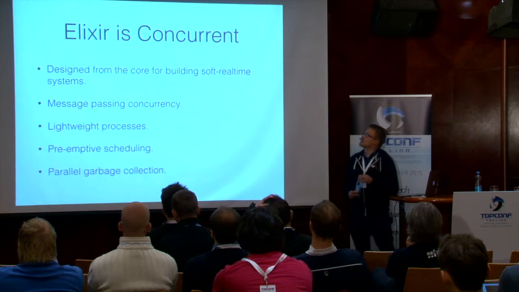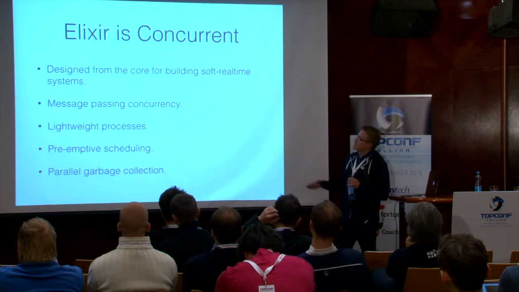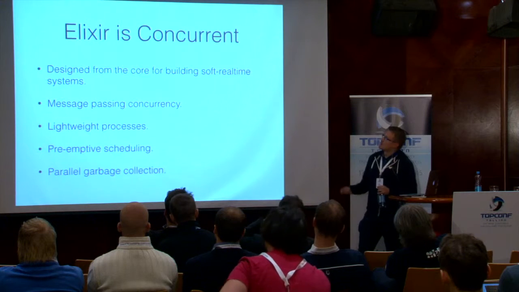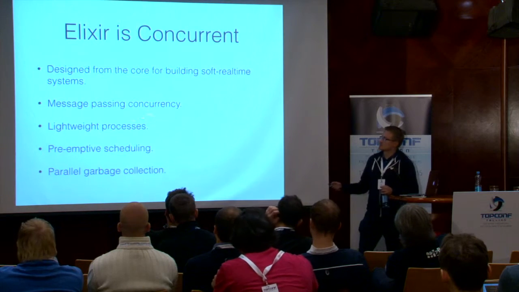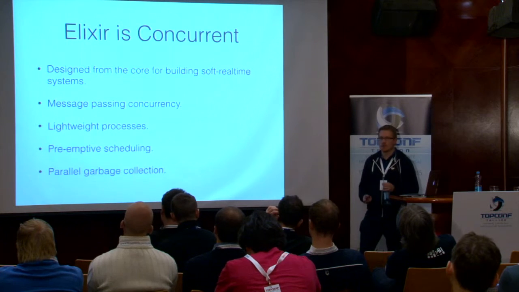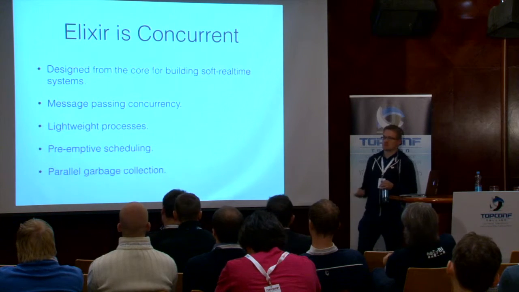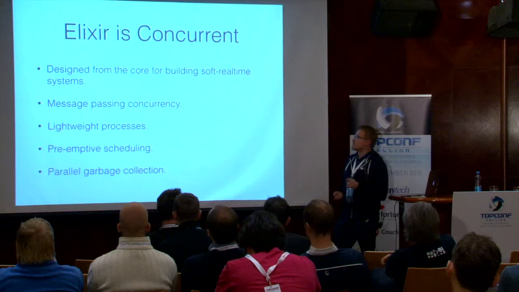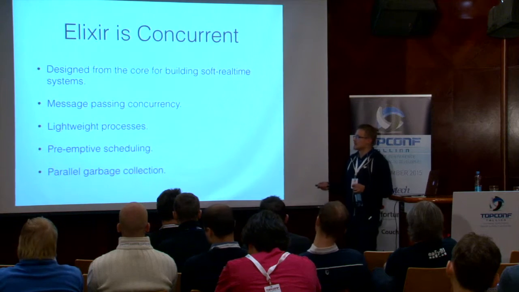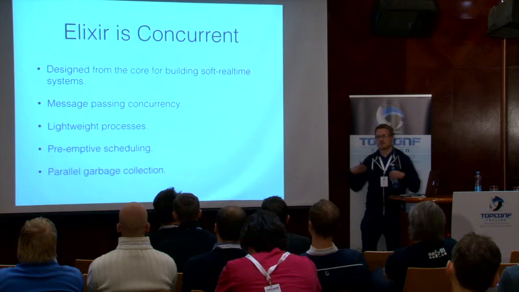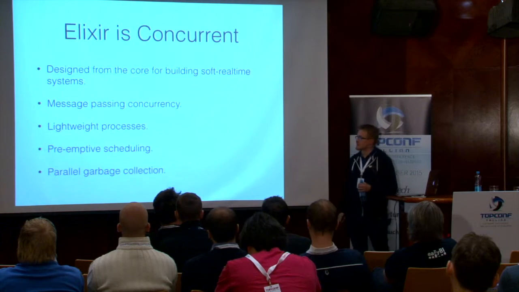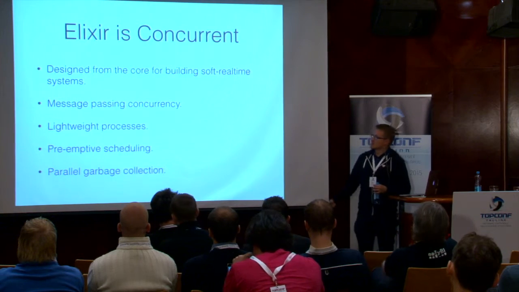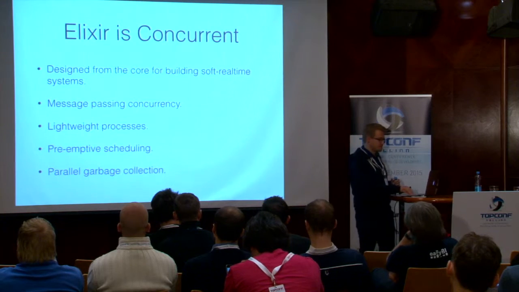Okay, we get to concurrency. The VM underneath Elixir has been designed from the core for building soft real-time systems. It uses message passing concurrency and the actor model. So we have tons of lightweight processes that are talking with each other with messages. The VM does preemptive scheduling and has a parallel garbage collector, so basically every process is garbage collected separately. It keeps the system very responsive because it's not a stop-the-world garbage collector.